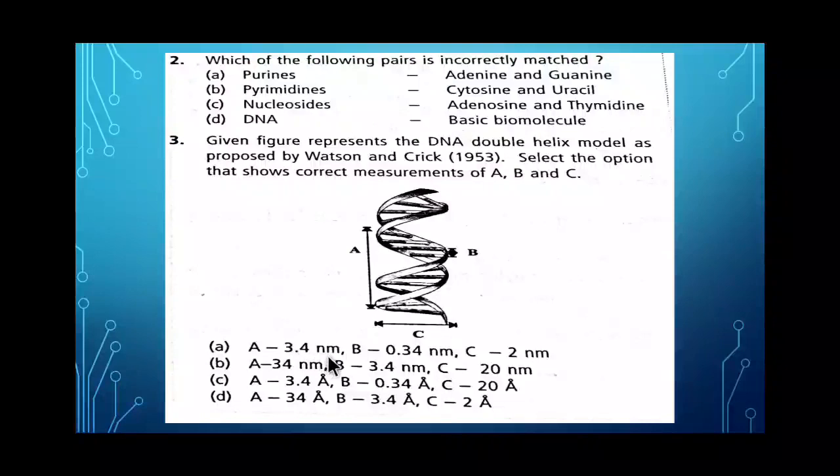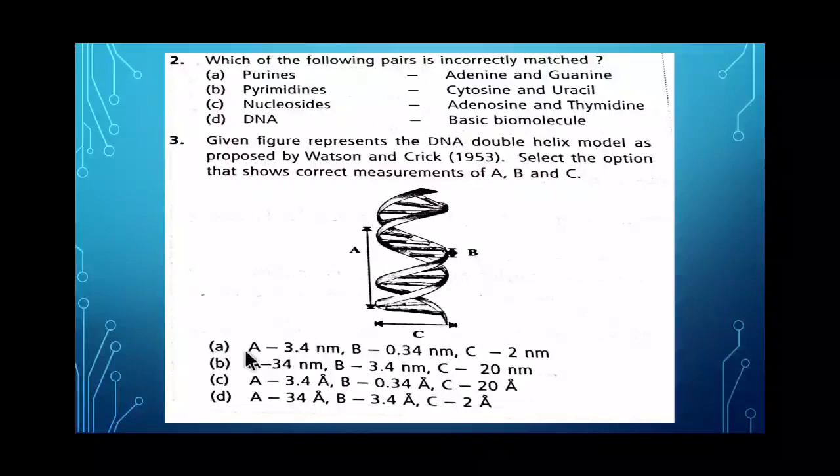Next we will see B, that is the distance between the adjacent stacks. It should be 0.34 nanometer or 3.4 Angstrom. So 0.34 nanometer or 3.4 Angstrom, again it is correct. Then this is the diameter, so it should be 2 nanometer or 20 Angstrom. So here it is 20, here it is only 2 Angstrom. So the correct answer is A.